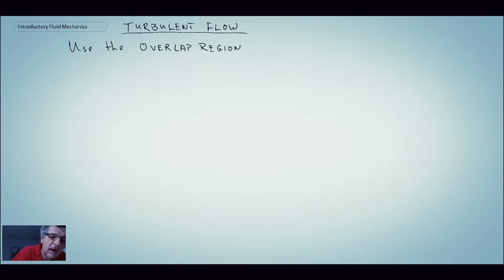Okay, so we're nearing the point where we will be able to get the friction factor for turbulent flow, and using the Darcy-Weisbach equation, we'll be able to figure out head loss for turbulent pipe flow. So we're looking at turbulent flow. And what we're going to do is use the velocity profile that Millikan came up with in 1937, and that was for the velocity profile in the overlap region. So this was the region where both laminar shear stress and turbulent shear stress were important.